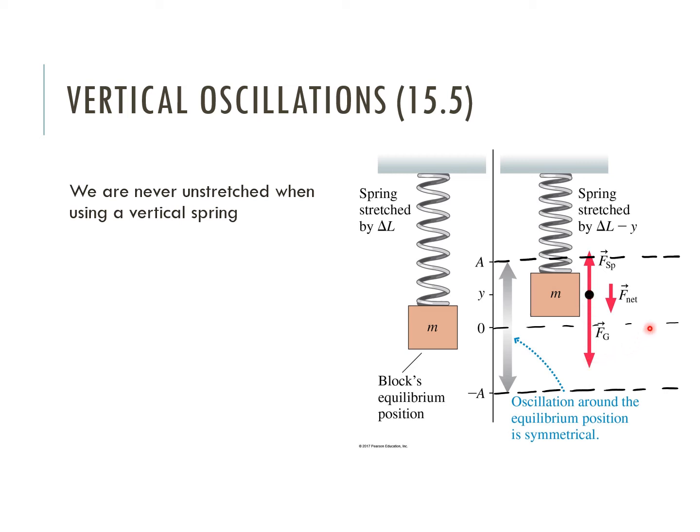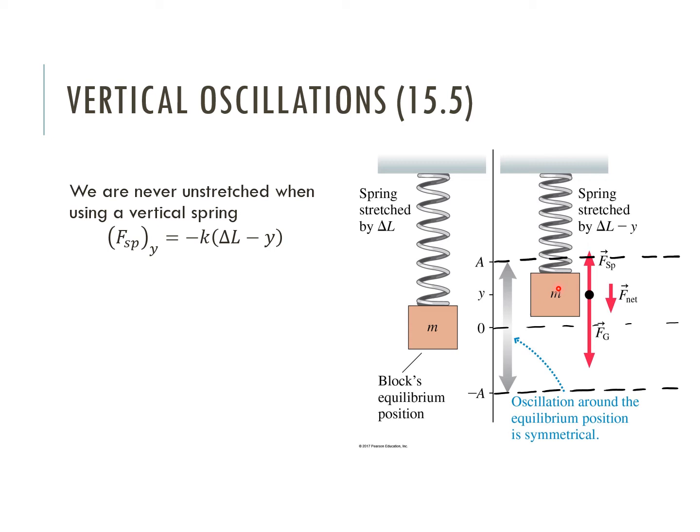And if we look at the free body diagram, the force due to gravity is larger than the spring force. So that tells us that our net force is going to be in the downward direction, which means the acceleration is in the downward direction. Because our spring force is pointing up, we can assume that we are slowing down while moving upwards.